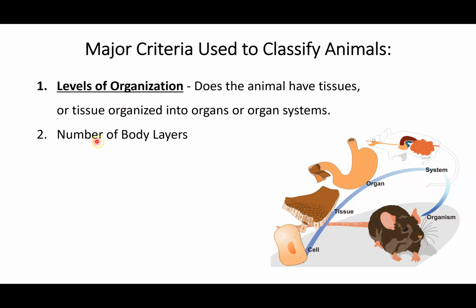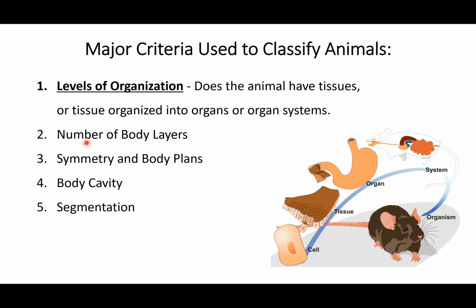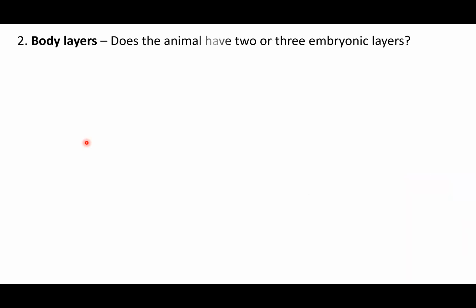The second criterion is the number of body layers. The third one is the symmetry and body plans. The fourth one is the presence of a body cavity. The fifth one is the presence of segmentation in the body, the movement, the ability to move, and the types of reproduction that they undergo. So let's continue with number 2 in the next slide, the body layers.